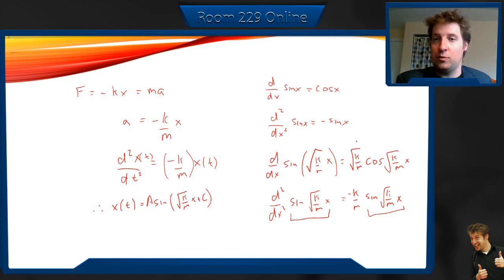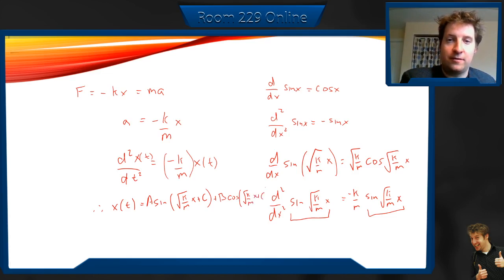Because in the chain rule, when I take the derivative, it's still going to give me the derivative of the argument here, which is still just root k over m. So I still have to add this plus c. And this also works for cosine, so I have to write the same thing for cosine, because cosine is another function that adds to the thing.